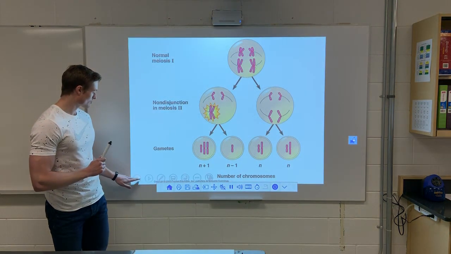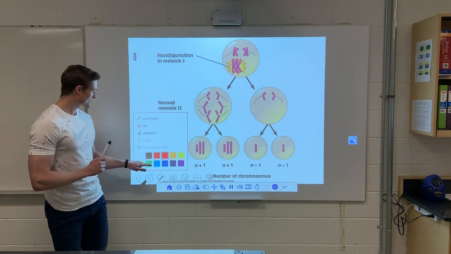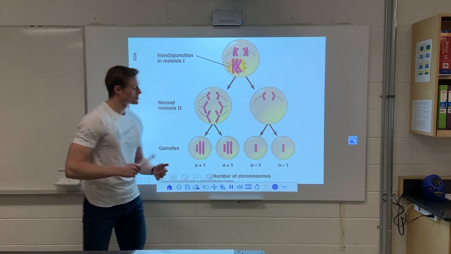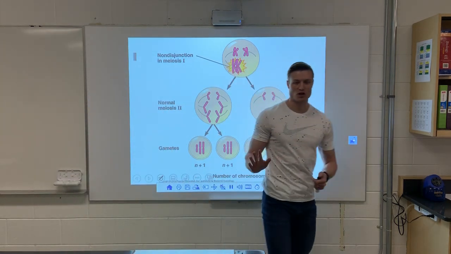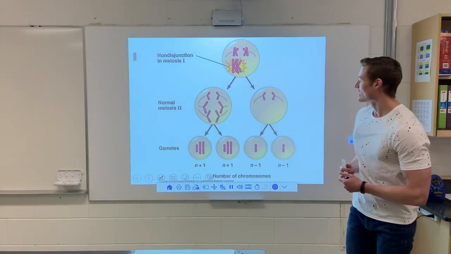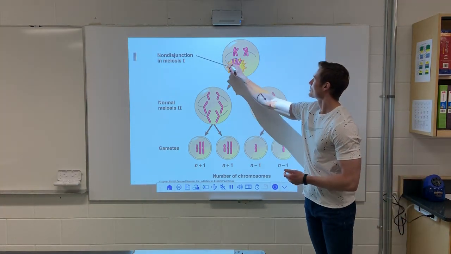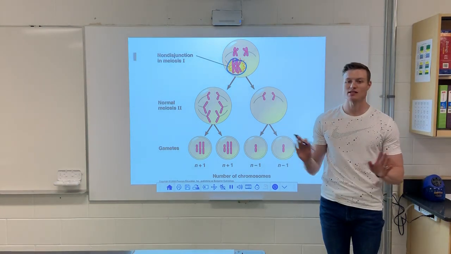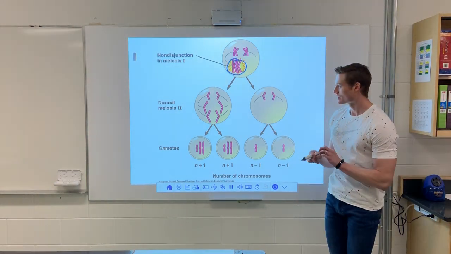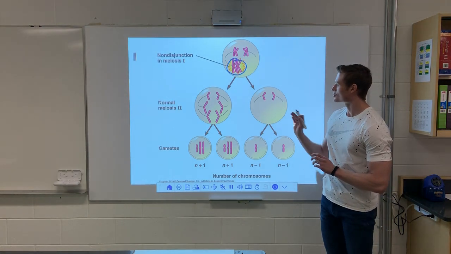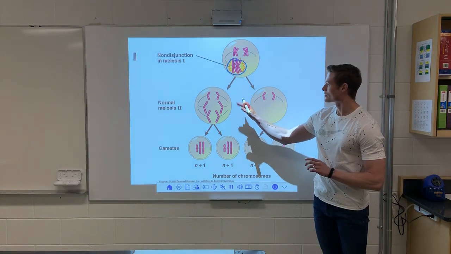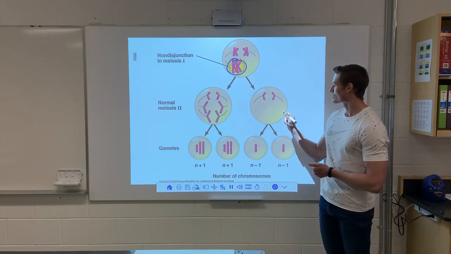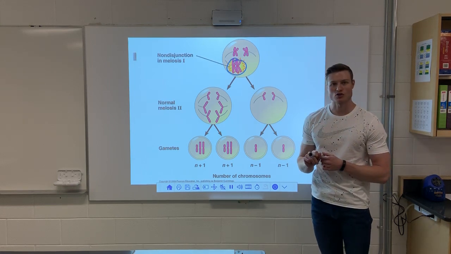So let's say for example we have anaphase 1 during meiosis 1. And let's say that right here, this homologous pair, that tetrad, doesn't split up. So it doesn't split up at all, it sticks together. That means that when we finish, this cell right here will contain an extra chromosome. And this cell over here will be missing a chromosome.